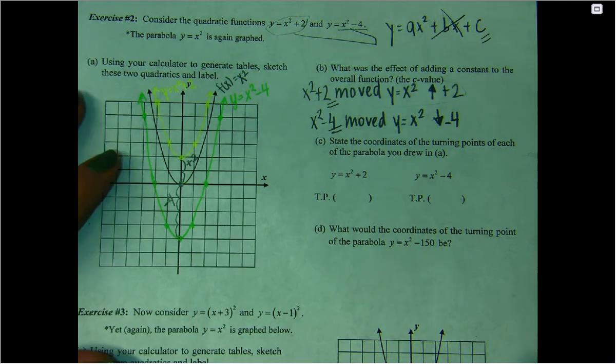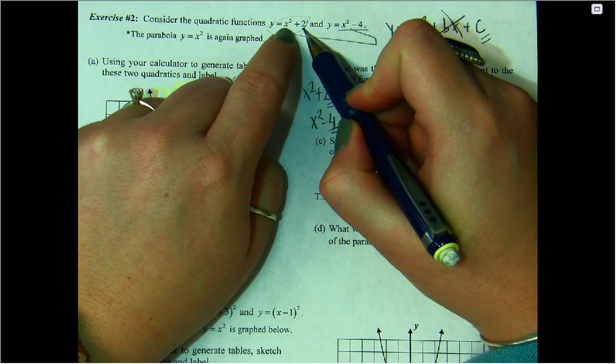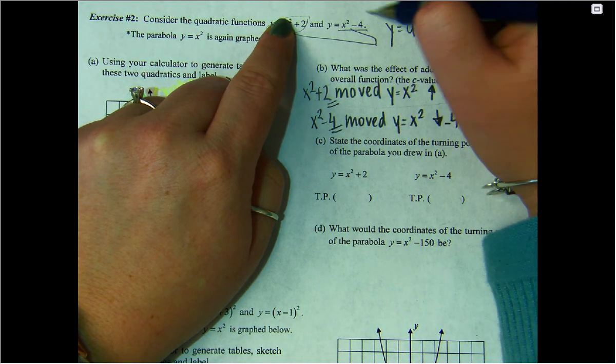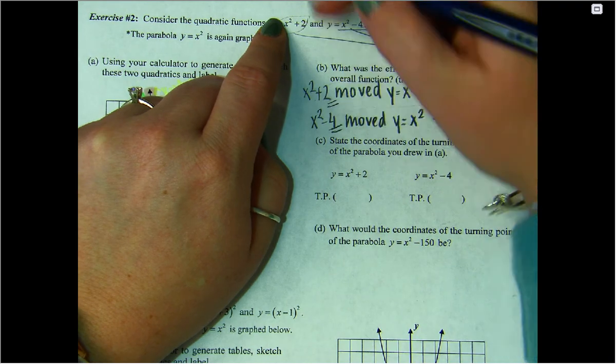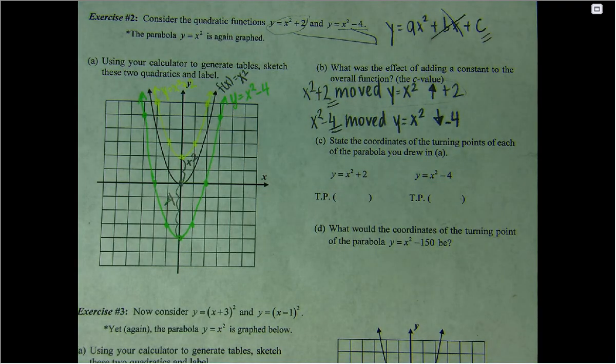Okay, so what we notice here is that when you're adding to something that's not connected to the x, this is how you're moving up or down. Okay, so this will tell you moving up or down. Next to the x is going to tell you if you're moving left or right.